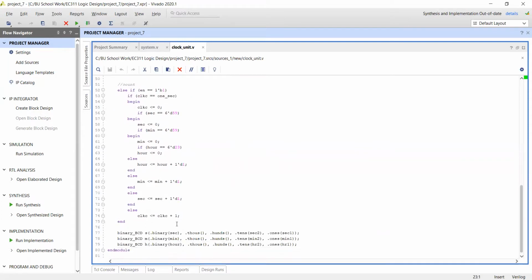And then this is a binary to BCD converter, just so that the numbers on the board show up individually. Yeah, that's pretty much it for the clock unit.